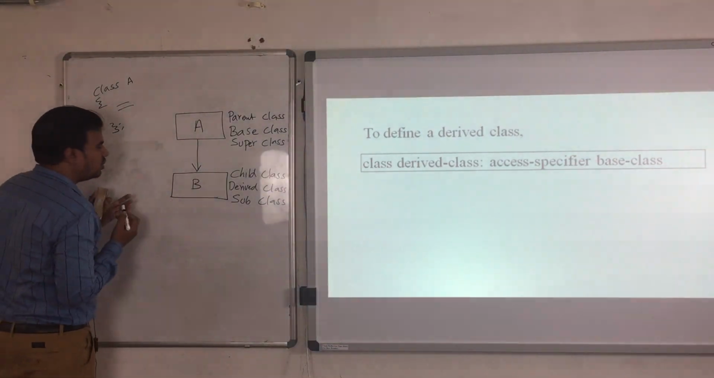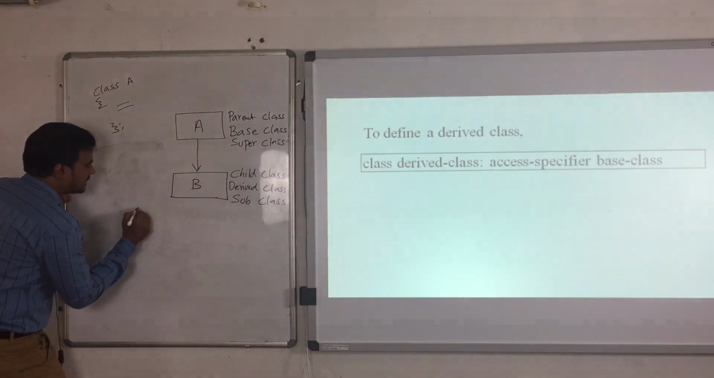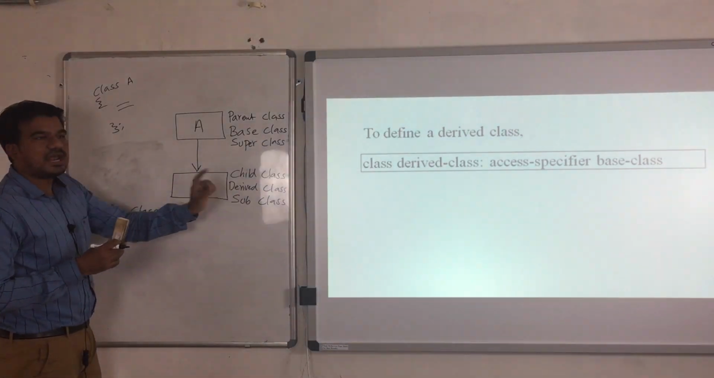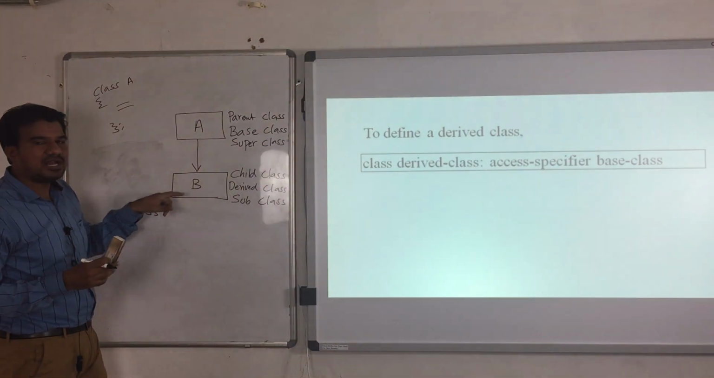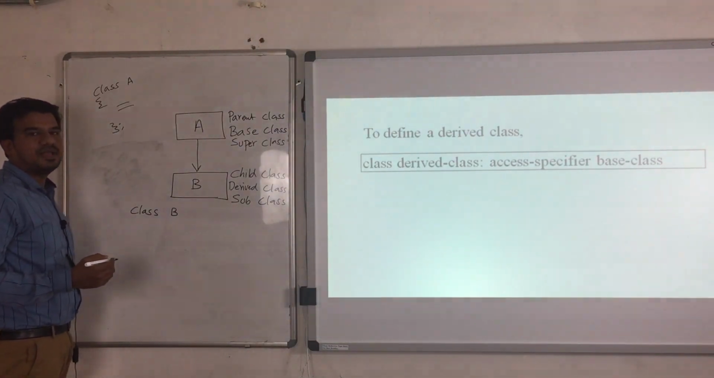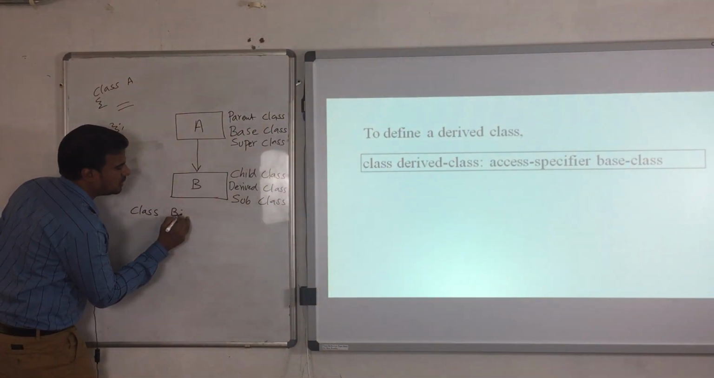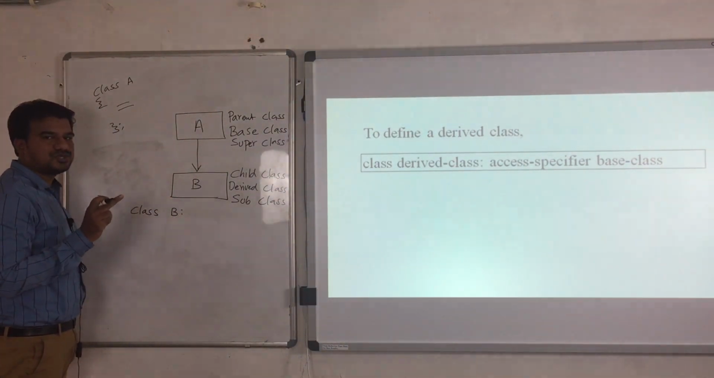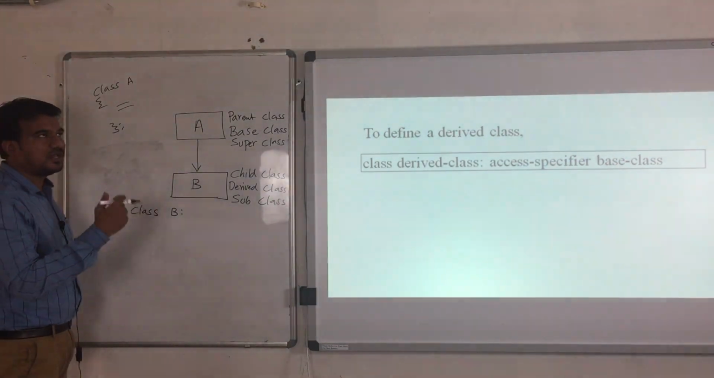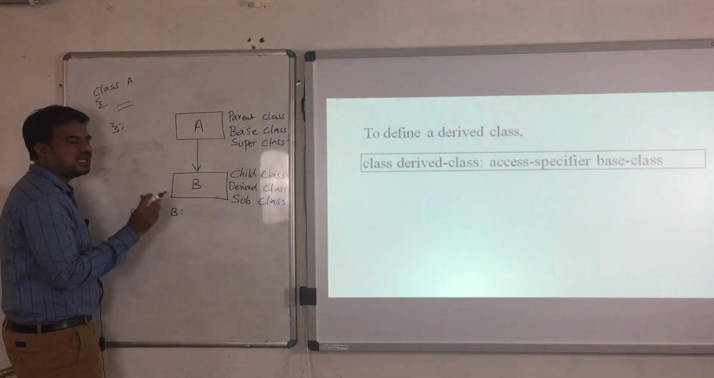First we have to use the keyword class followed by the derived class name. My derived class name is B, so I use that derived class name B. Then the colon symbol, a single colon, not the scope resolution operator. For the scope resolution operator we use 2 colons, but this is the derivation operator. We are deriving a child class from a parent class, so for this derivation operator we use only a single colon.